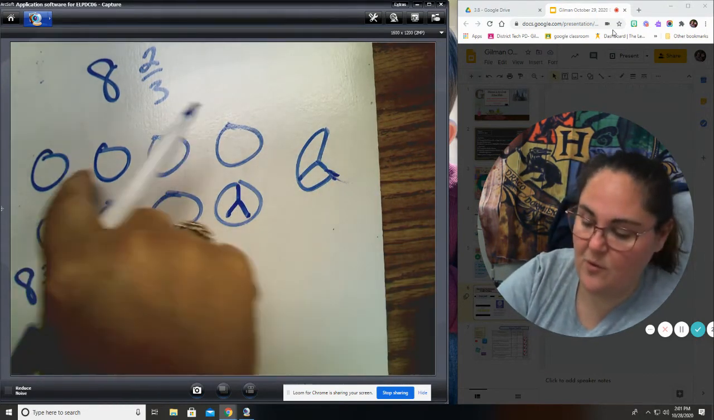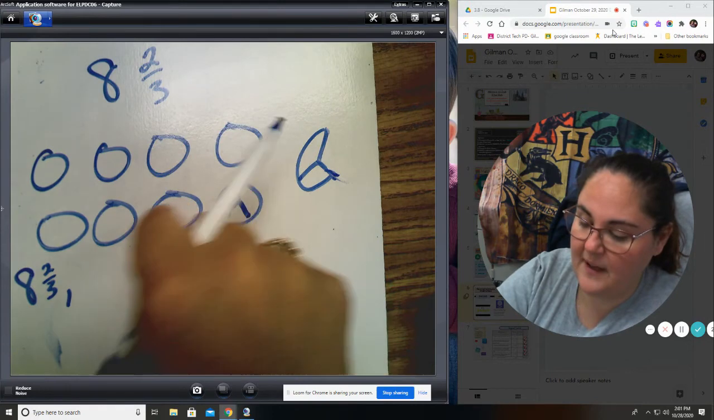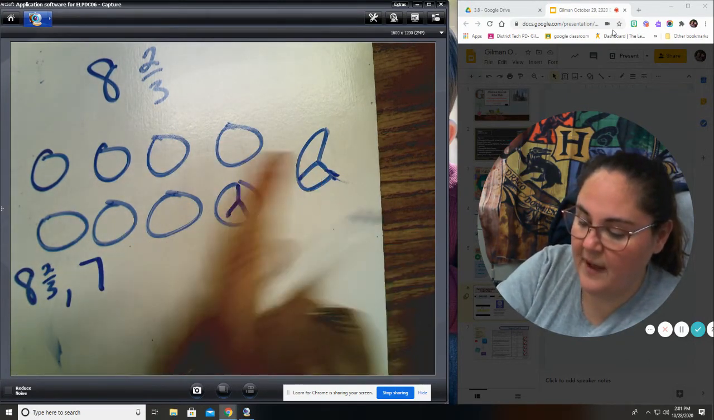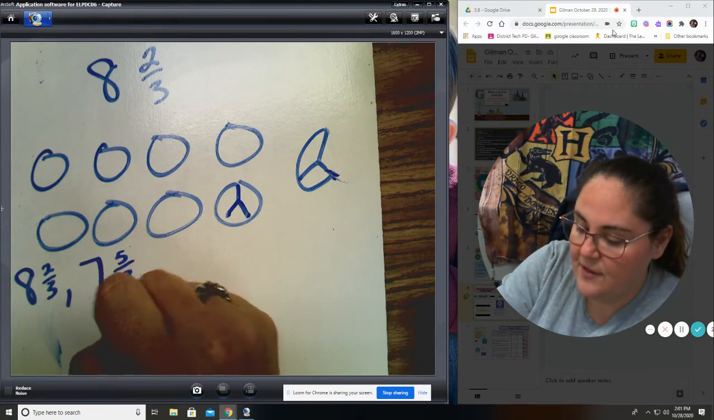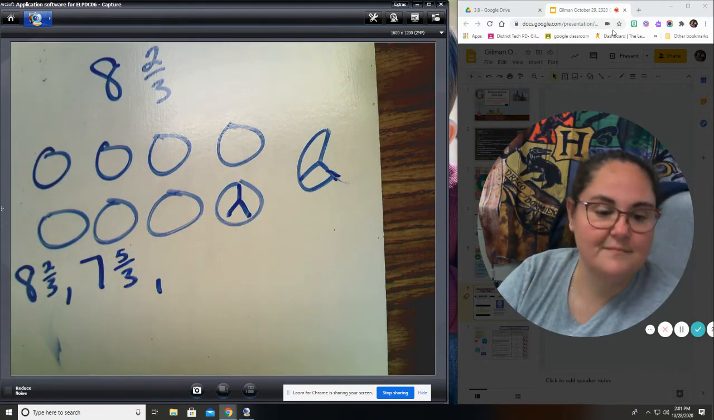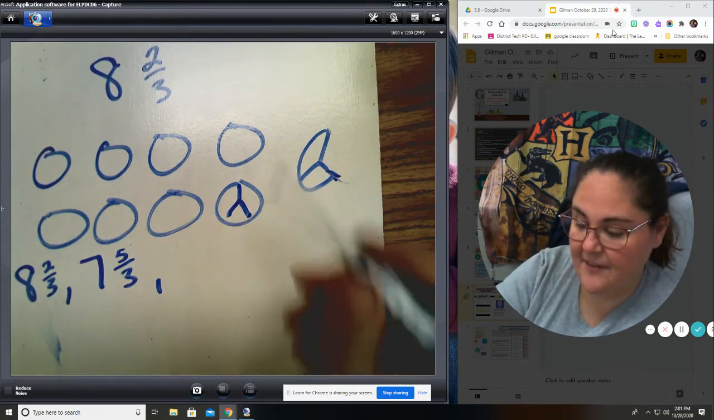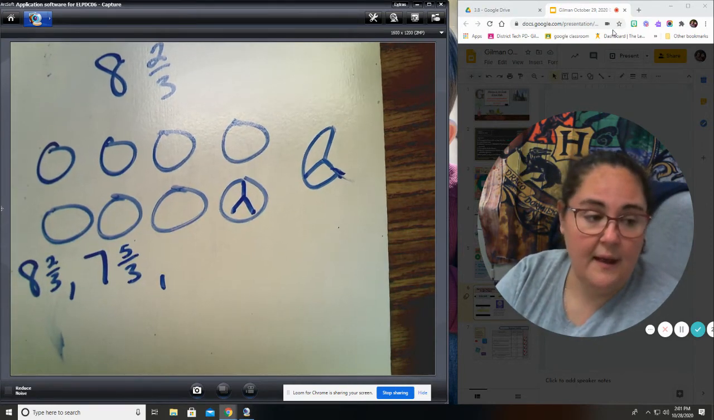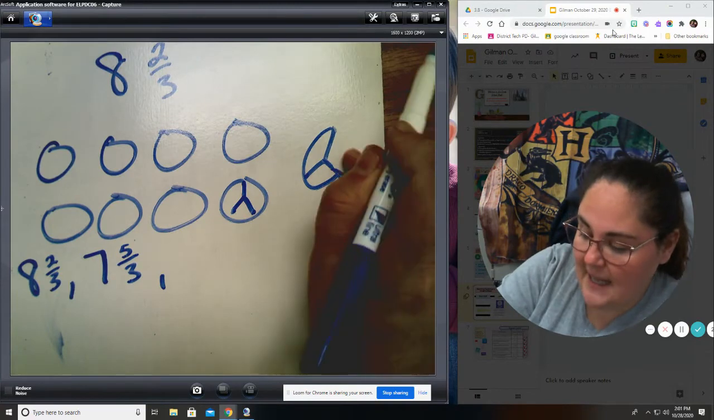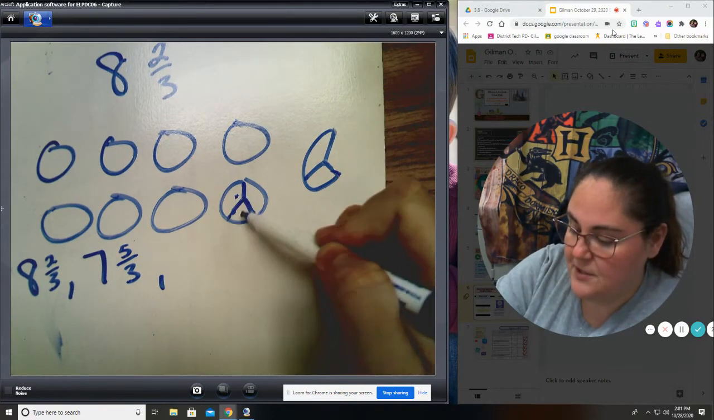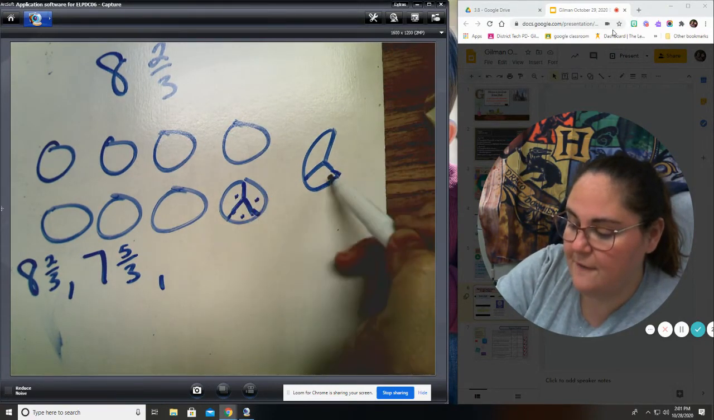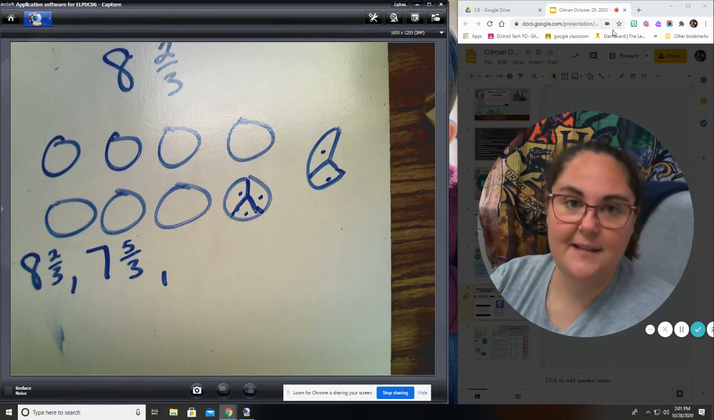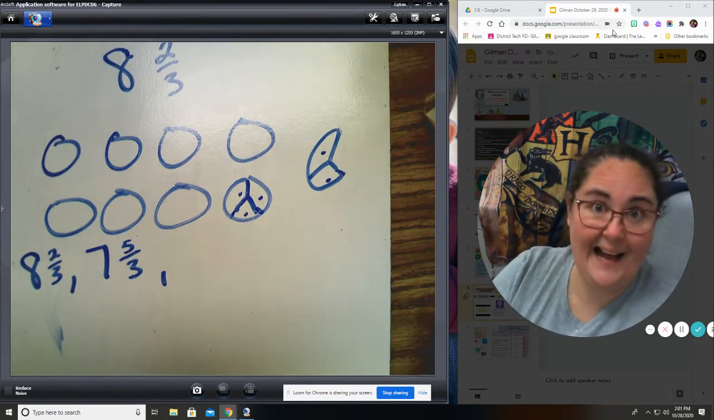What do I have? 1, 2, 3, 4, 5, 6, 7. And 3, 4, 5. 5/3. I got 7 because there are 7 circles that are still wholes. And 5/3 because I have 1/3, 2/3, 3/3, 4/3, 5/3. I'm using this picture to help me. Let's do it again. I can keep going.